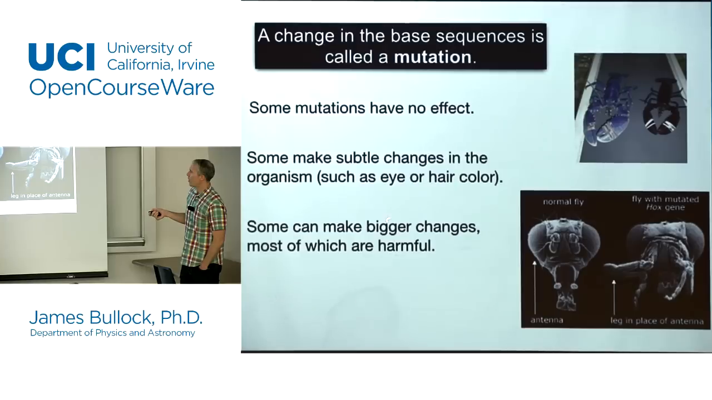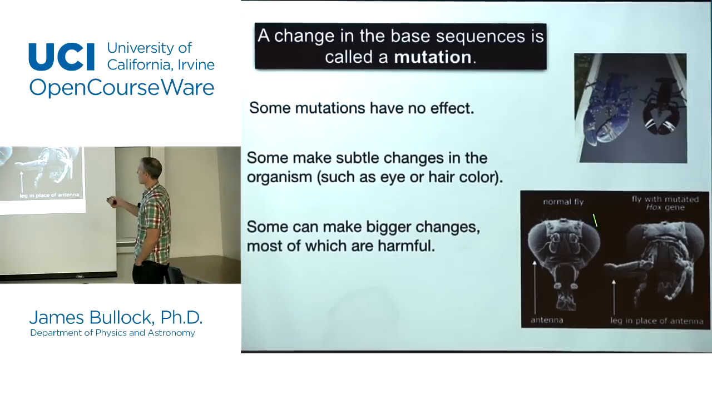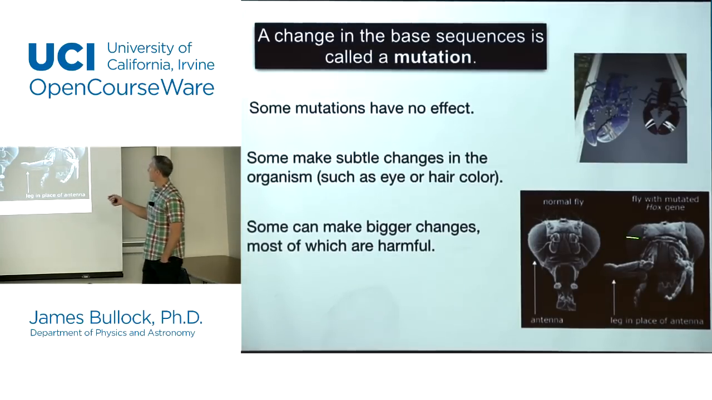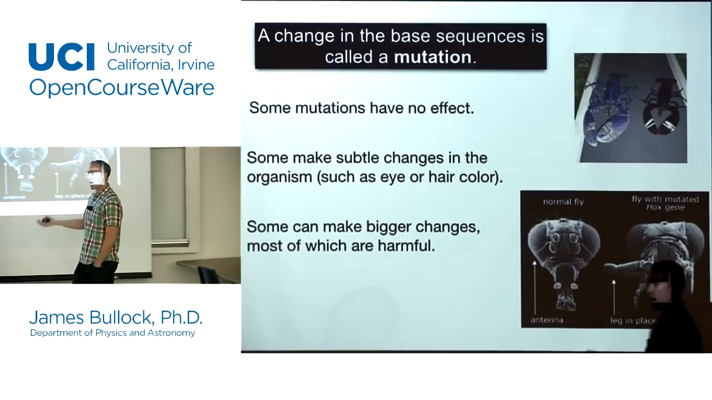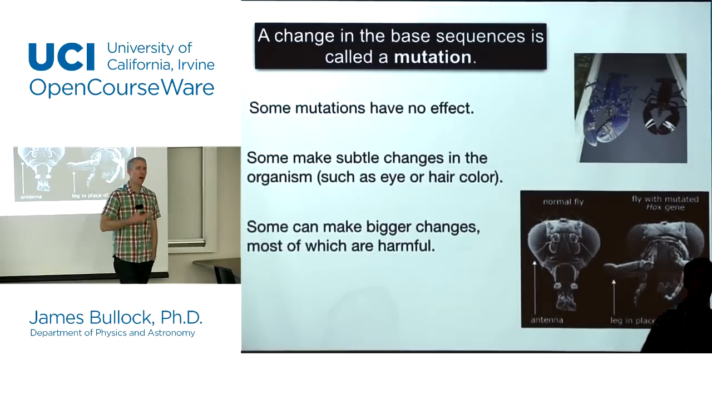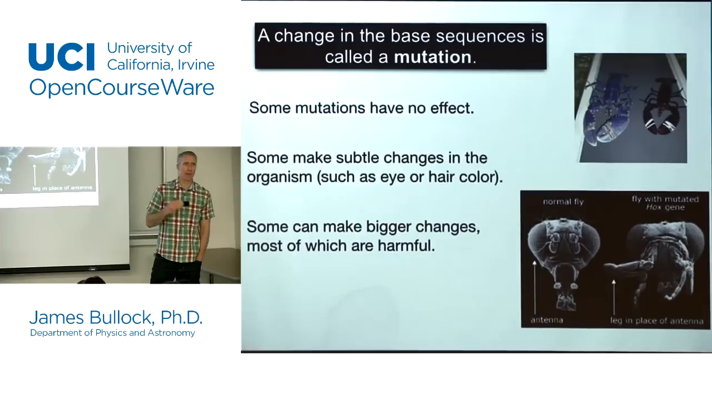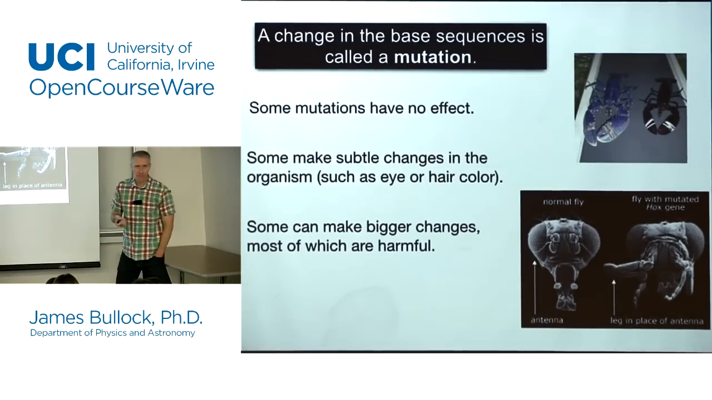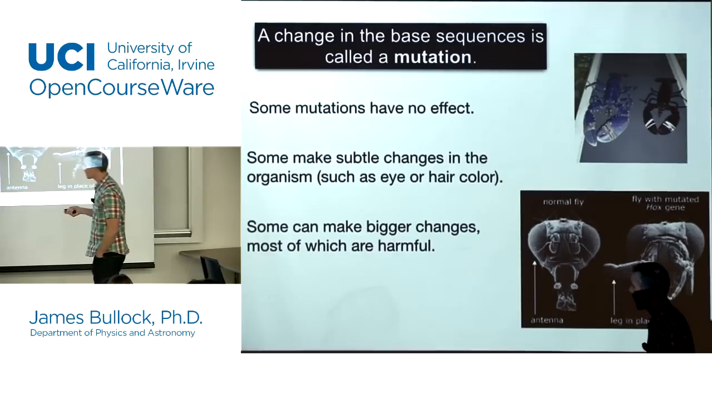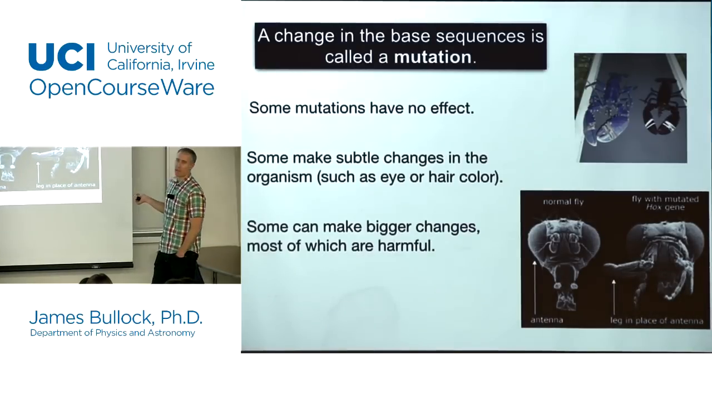Another thing that can happen is you could have bigger changes that are more harmful, that could cause diseases, etc. So, for example, here's a normal fly. This one had a specific Hox gene mutation, and it created a leg where an antenna was supposed to grow. So these kinds of things happen. And oftentimes when these weird mutations happen, it's not so good. This fly is probably not going to live very long, and probably not going to replicate.